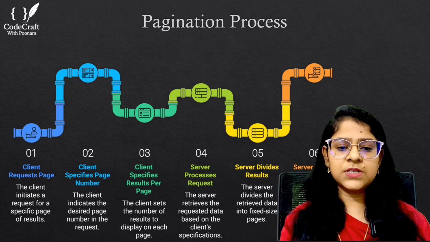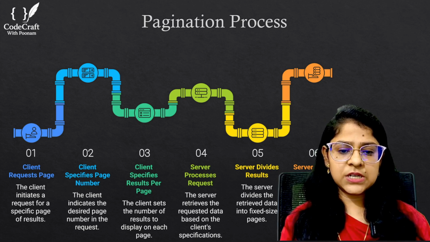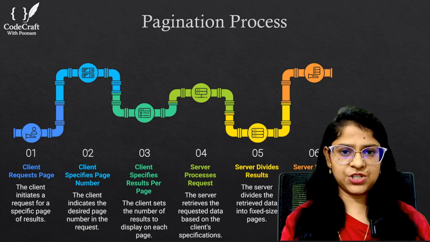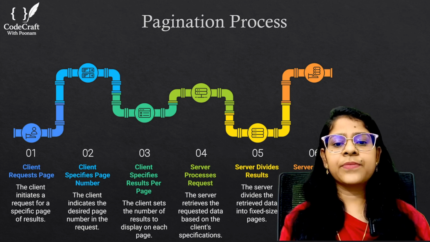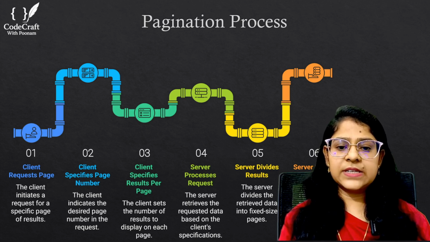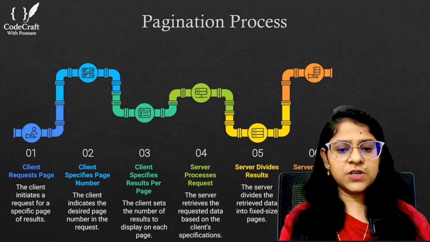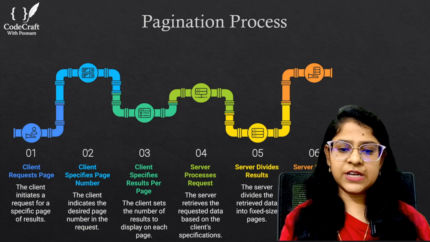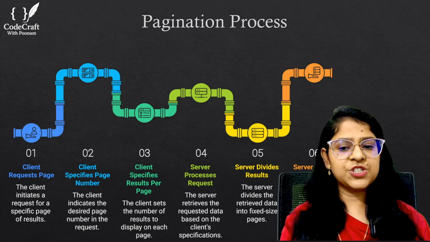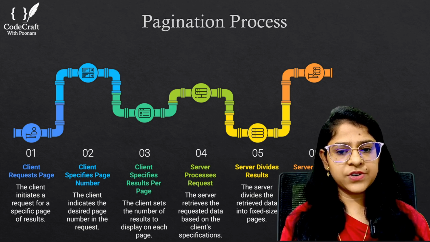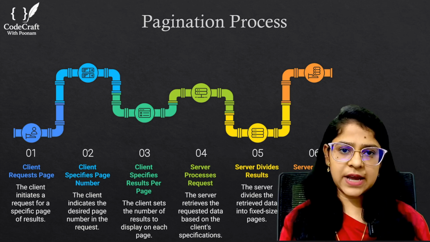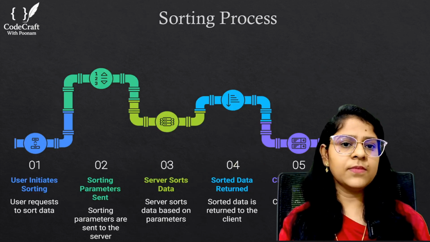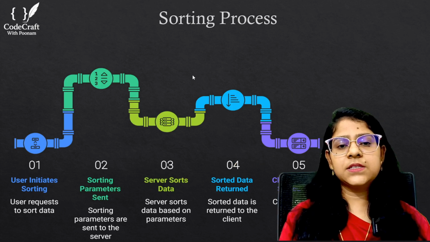So here the server retrieves the requested data based on the client specification, and then in this fourth step, the server divides the results. Here the server divides the retrieved data into fixed size pages, and then the server sends the paginated results back to the client. Okay, now next is sorting.